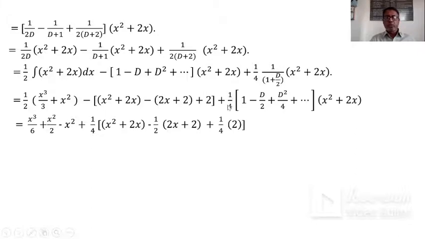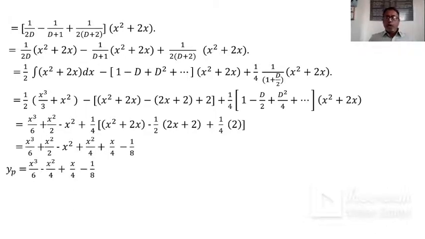Now the next, 1 upon 4 into bracket 1 into this, means x square plus 2x, minus 1 half derivative of this, 2x plus 2, plus 1 upon 4 second derivative, which is 2. And again simplify this. After simplification, we get yp is equal to x cube upon 6 minus x square upon 4 plus x square upon 4 minus 1 upon 8. This is the particular integral.